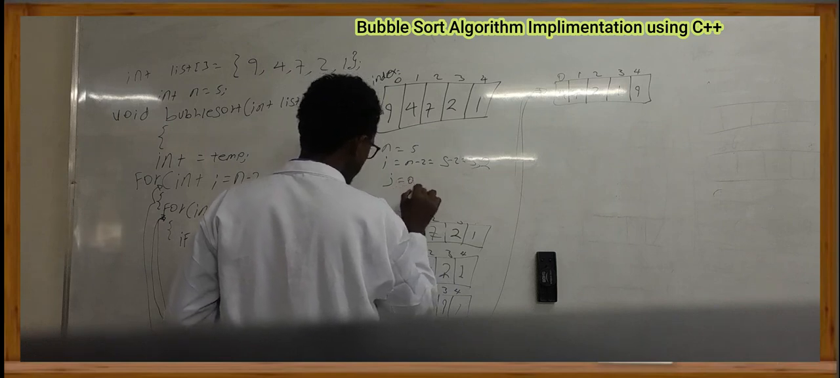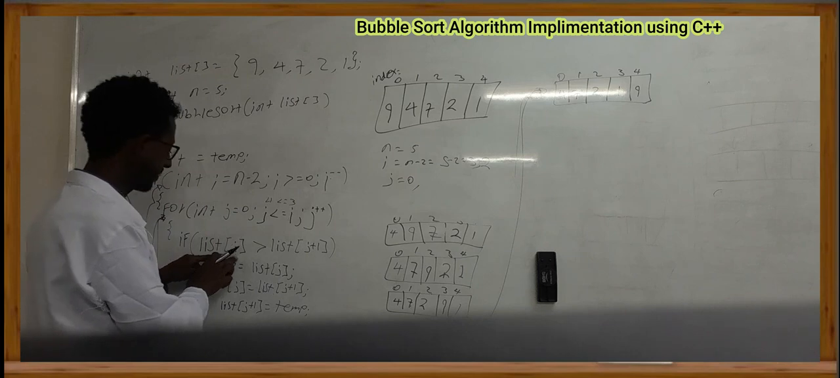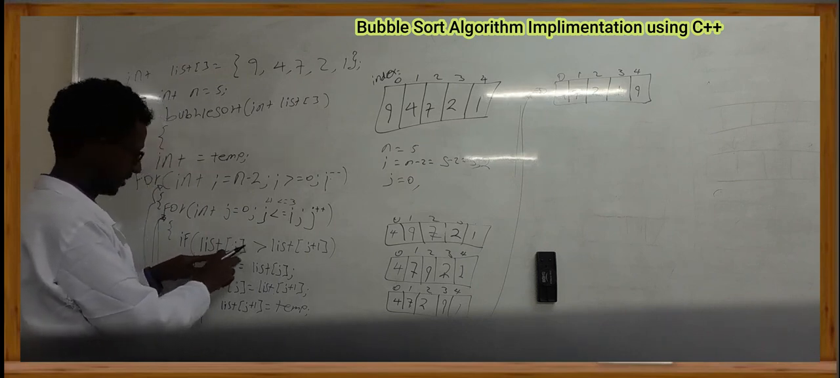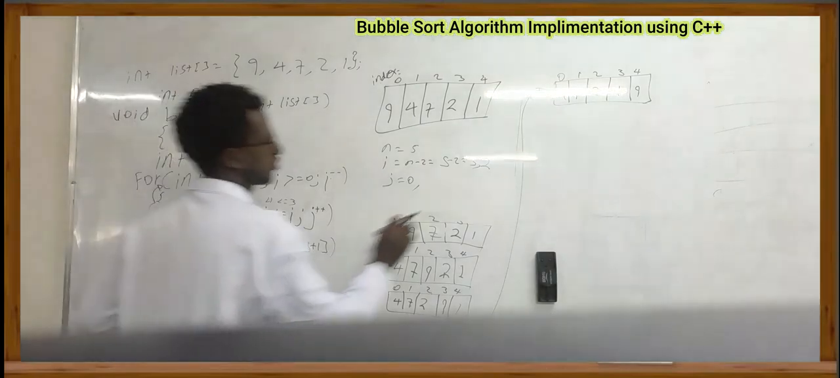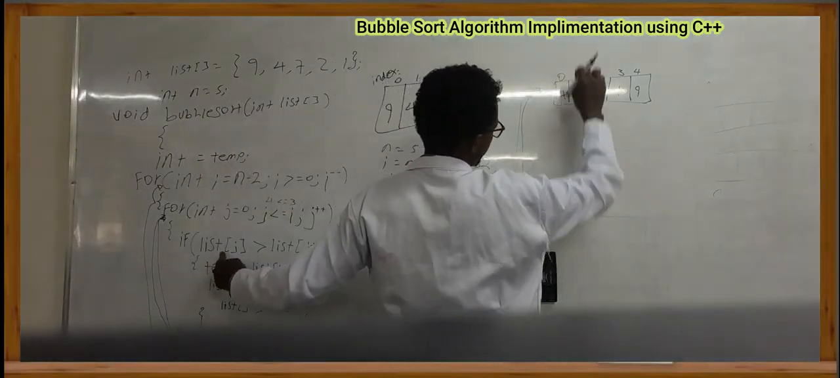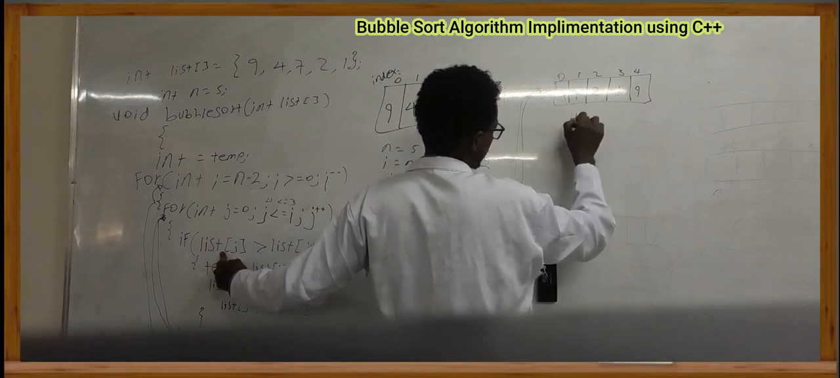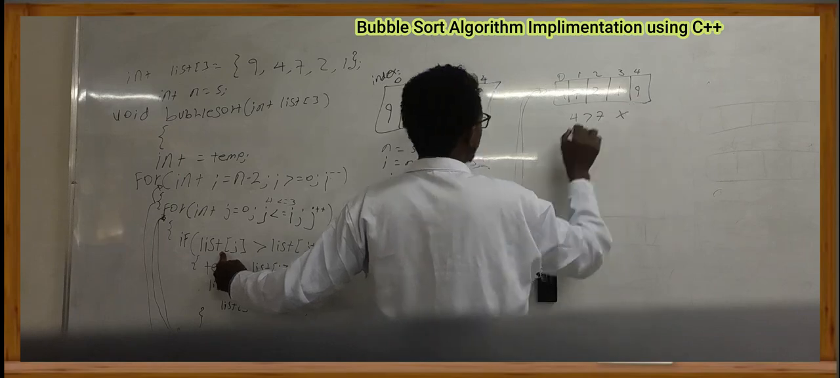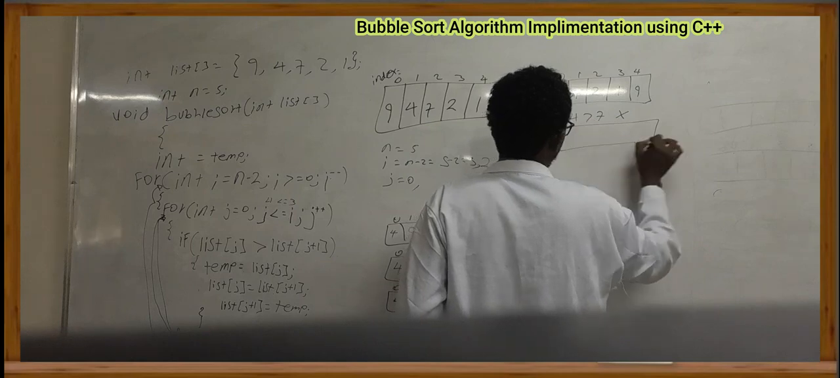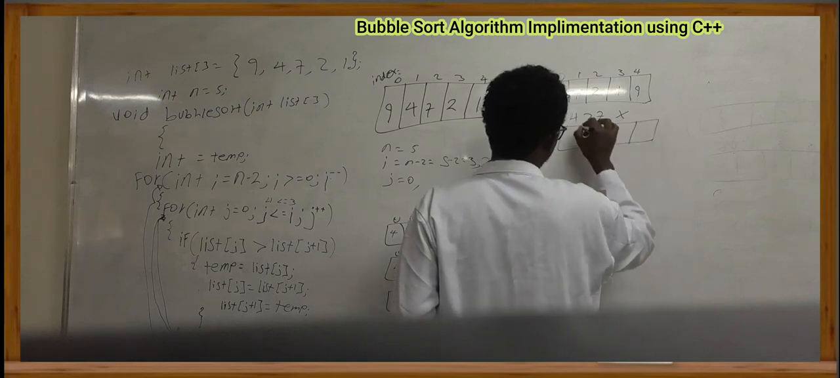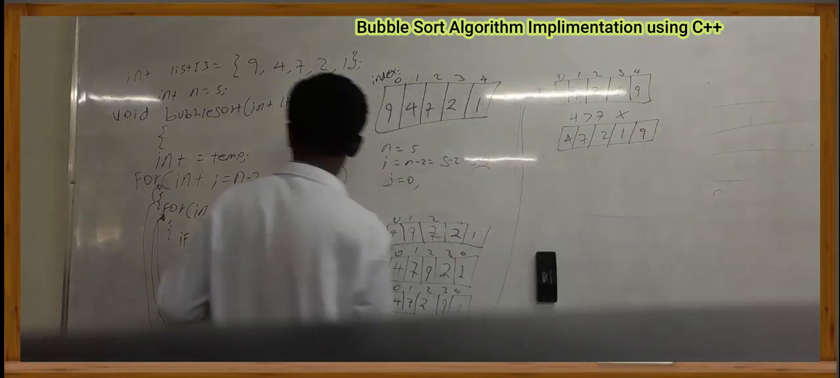Then j is equal to 0 anew. J is equal to 0, meaning check the condition inside the if statement. List of 0 greater than list of 0 plus 1. List of 0 is 4. List of 0 plus 1 is 7. Then 4 greater than 7 is false. 4 greater than 7 is wrong. Then the if statement is not executed here, and the array stays in its position: 4, 7, 2, 1, 9.